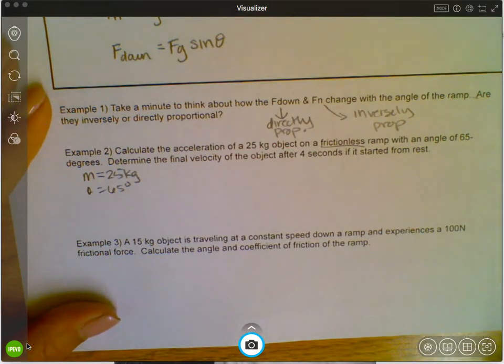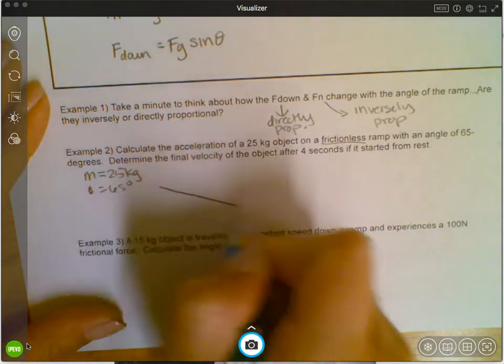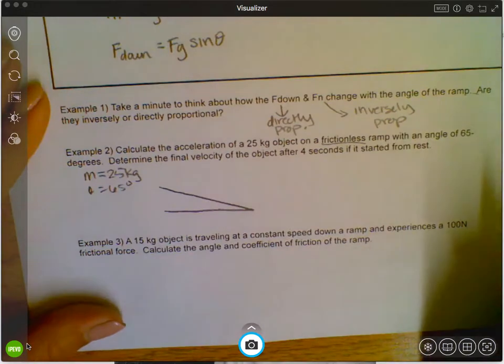Determine the final velocity of the object after 4 seconds if it started from rest. So let's do the first part. Let's figure out the acceleration. I would advise you to always draw your ramps the same direction.